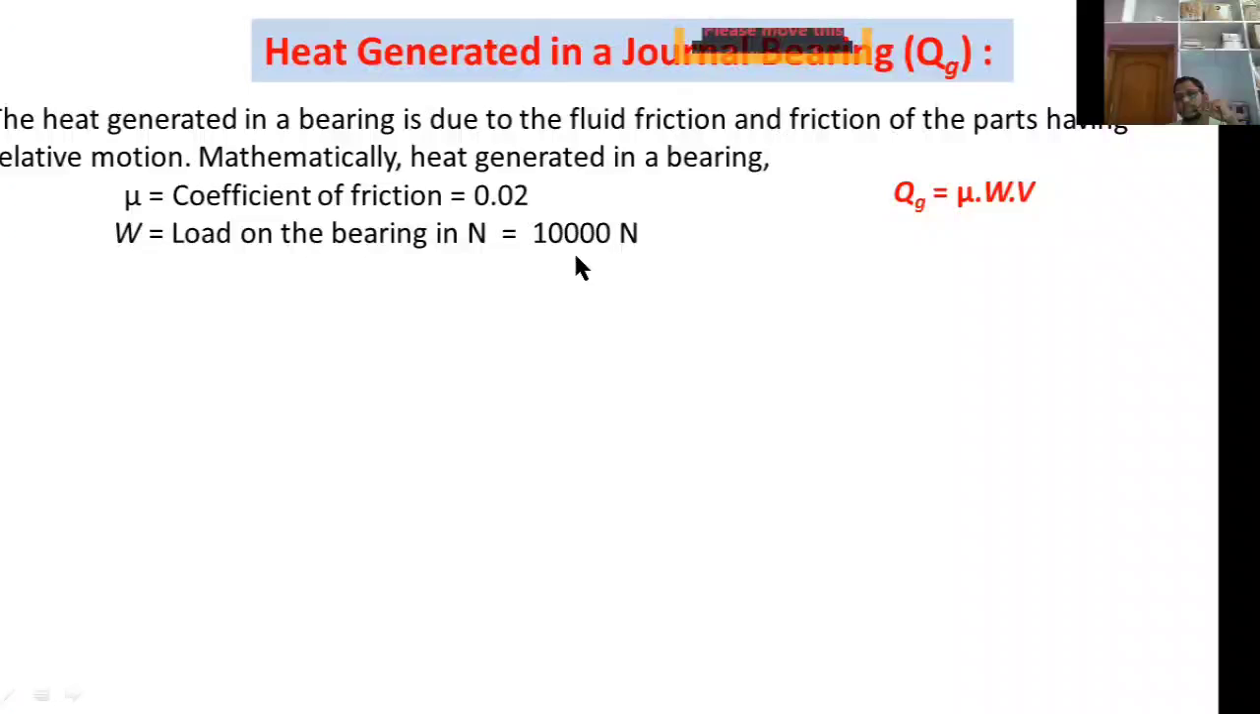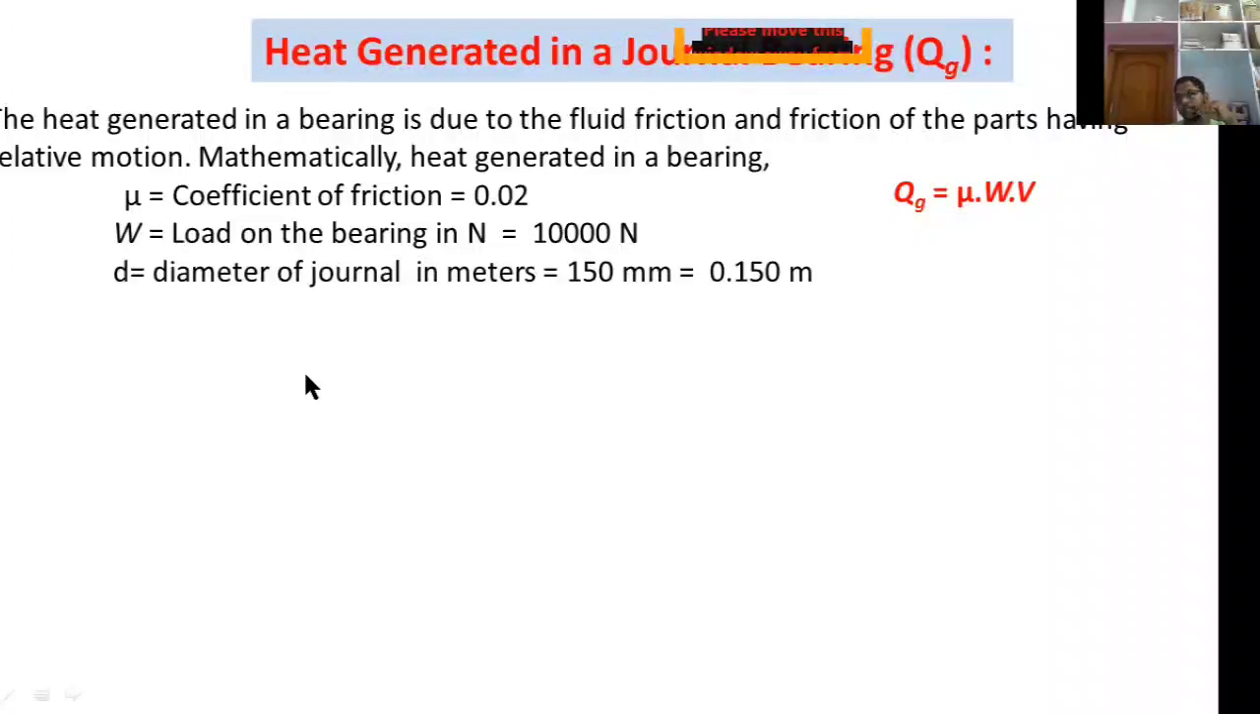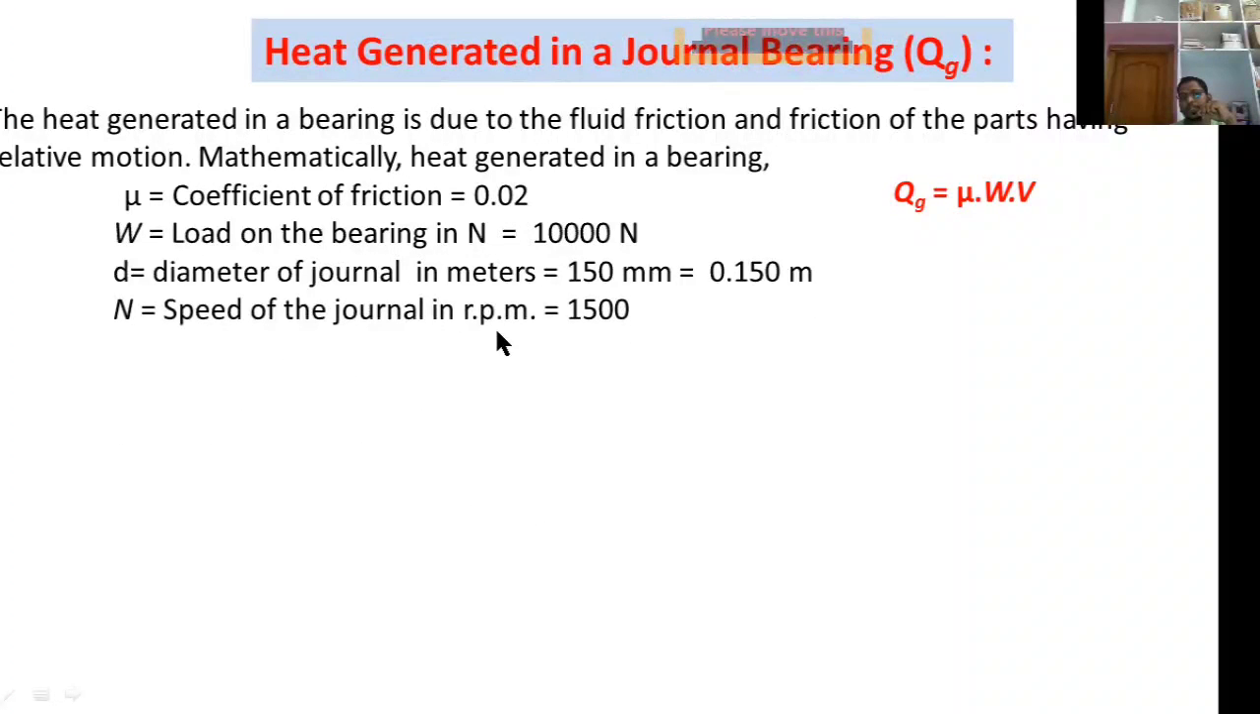That one also is given, that is 10 kilonewtons. So W equal to 10,000 newtons, and V is the velocity of the bearing or velocity of the shaft. Here velocity V equal to pi d n by 60. So d is the diameter of the shaft, that is d equal to 150 mm, in meters, 0.15 meters. And n is the speed of the shaft, that is 1500 rpm.